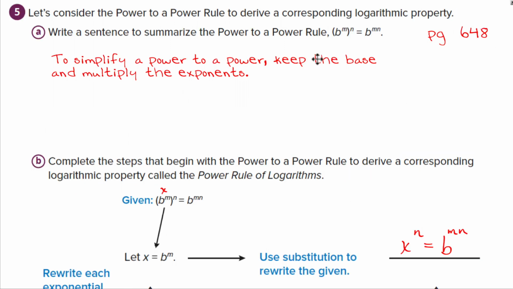Now to page 648, here's the thing. We've done 2 of these. You can look through this last one. You can pause it and copy it down. To simplify a power to a power, keep the base and multiply the exponents.